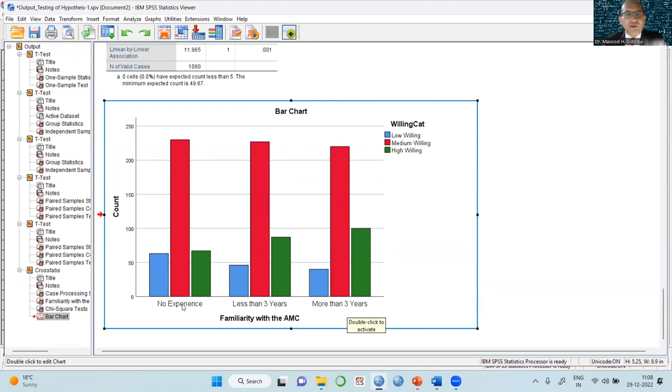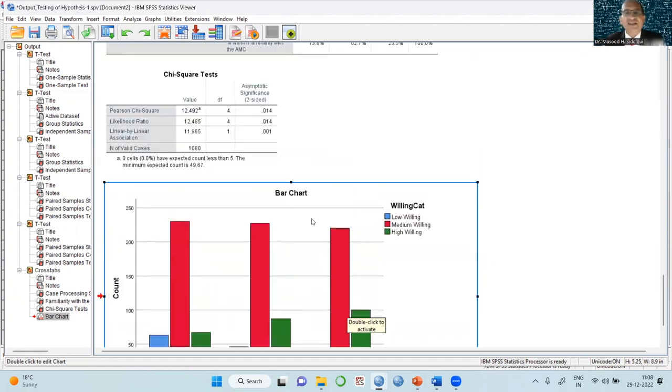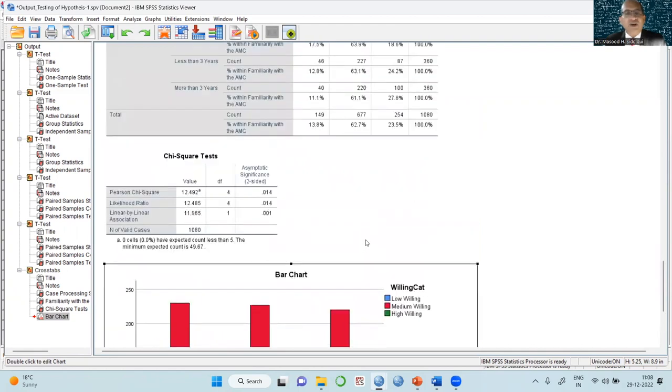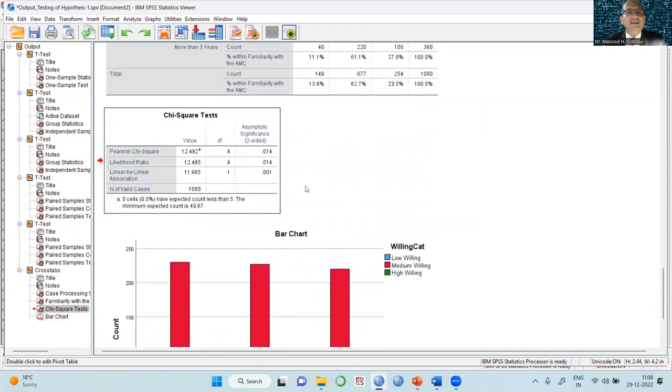So as we move from no experience to high experience, the length of these green bars increases. Since the length increases, high willingness decreases, right? So this is just a demonstration of what we are going to do. But in order to confirm through the test, we will be discussing the chi-square test statistics and the corresponding p-value.